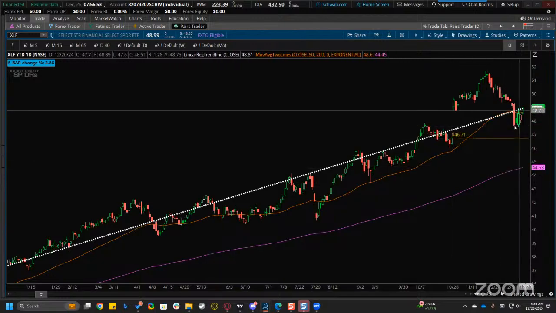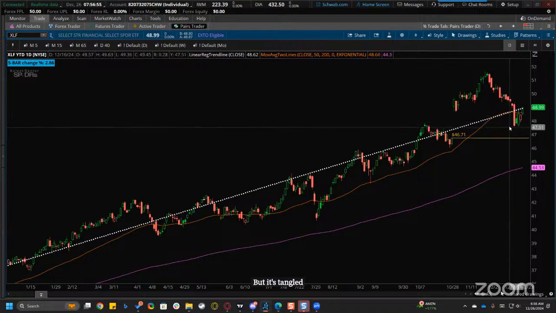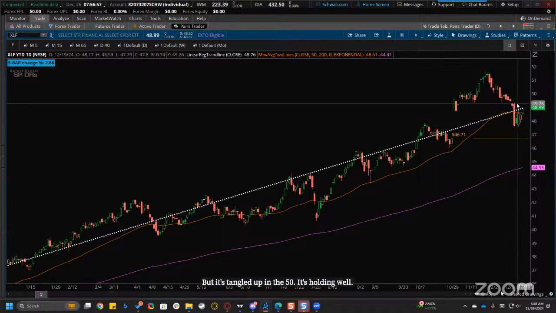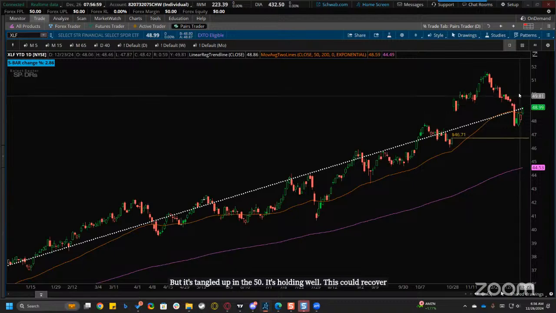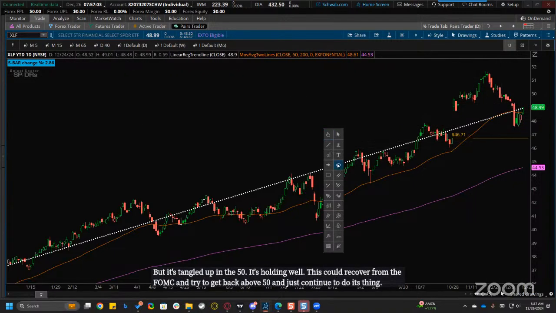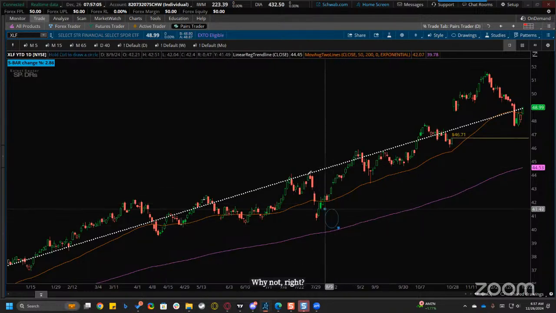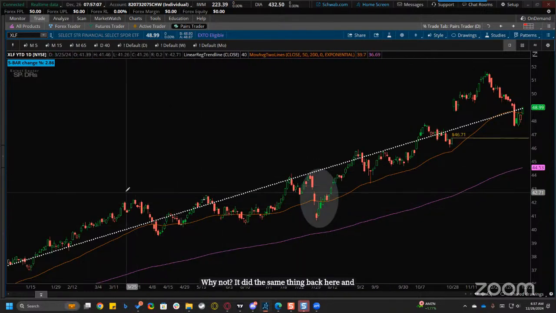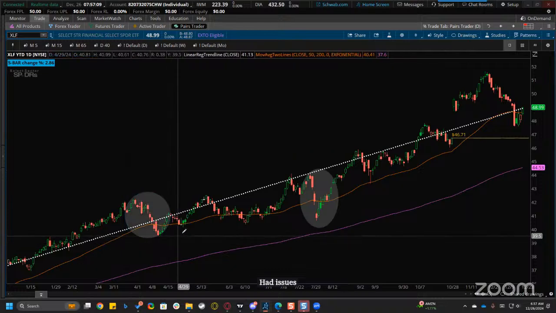But it's tangled up in the 50. It's holding well. This could recover from the FOMC and try to get back above 50 and just continue to do its thing. Why not, right? It did the same thing back here and it survived. Had issues back here and it survived.